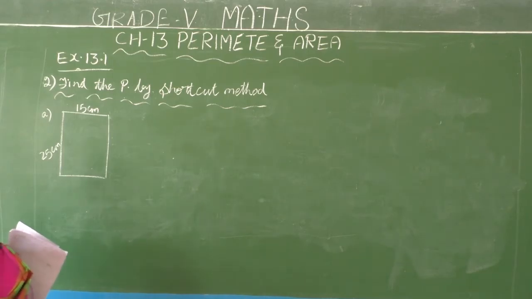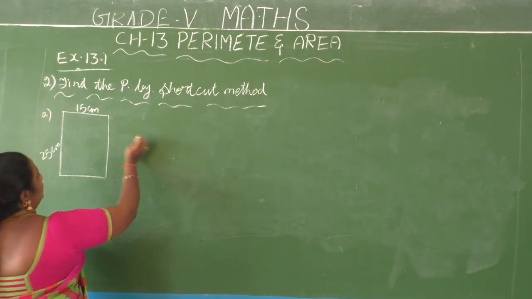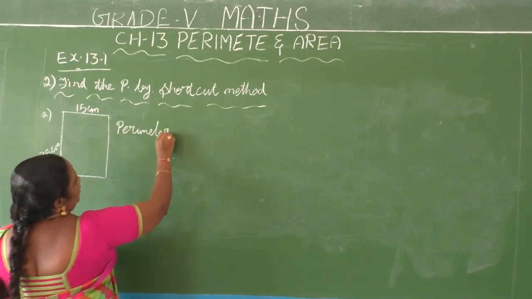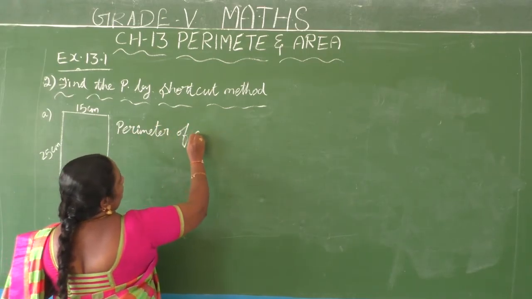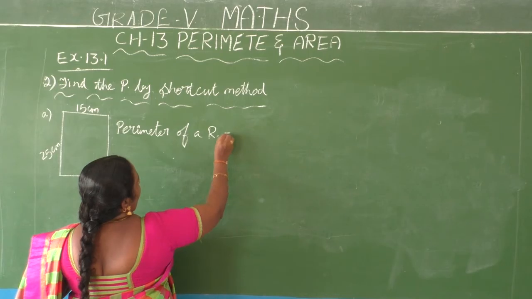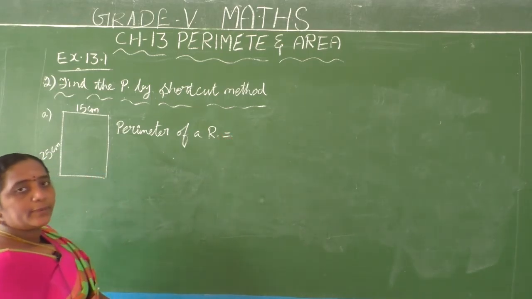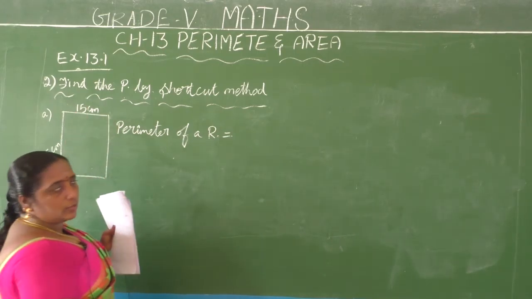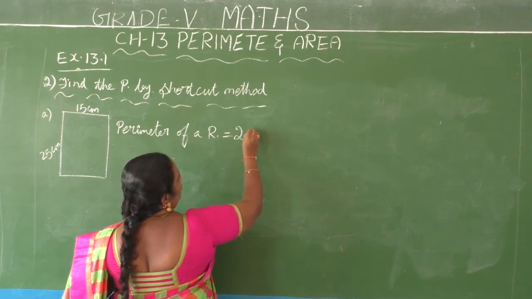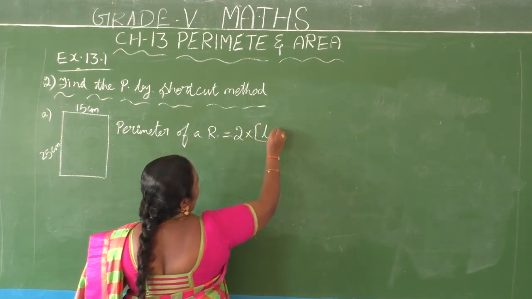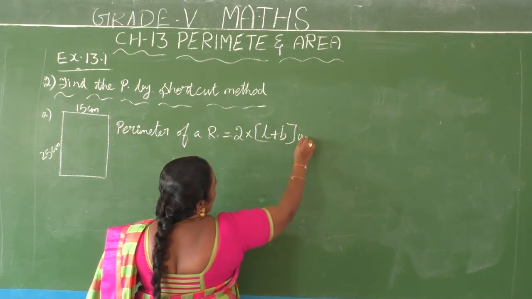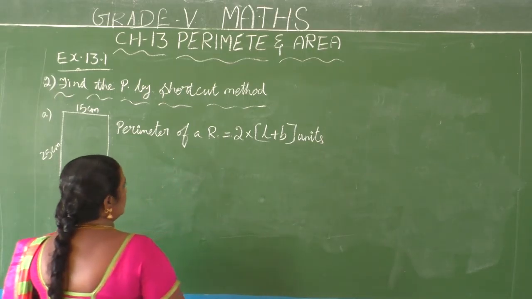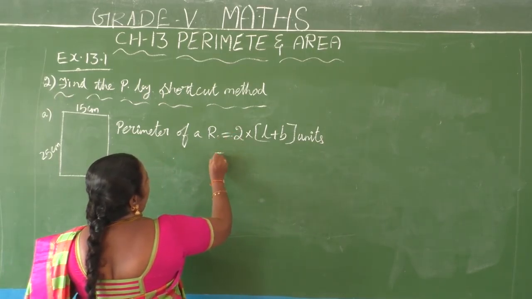So now we are going to find the perimeter of a rectangle. So what is the formula to find the perimeter of a rectangle? See, 2 lengths are there, 2 breadths are there. So what is the formula? 2, yeah, very good. 2 into L plus B units. Whenever you write the formula, at that time you don't know the unit, so you just write unit. Afterwards, you can write the proper unit.